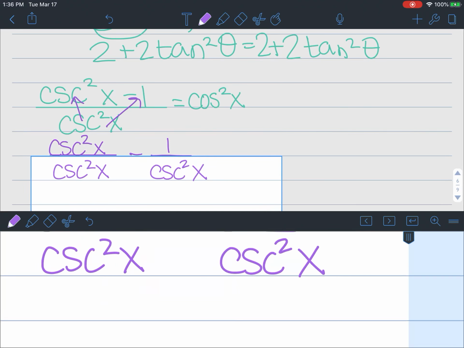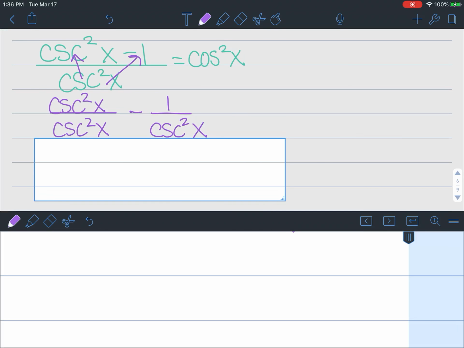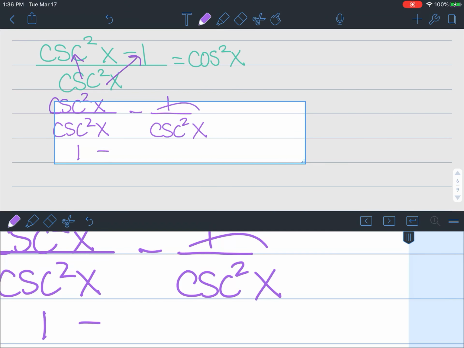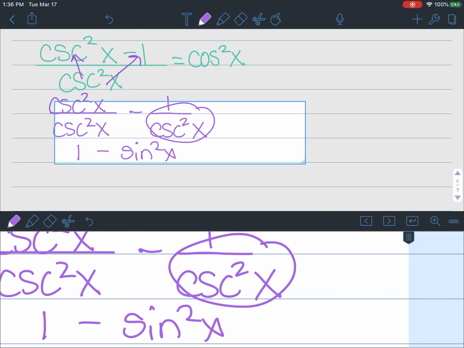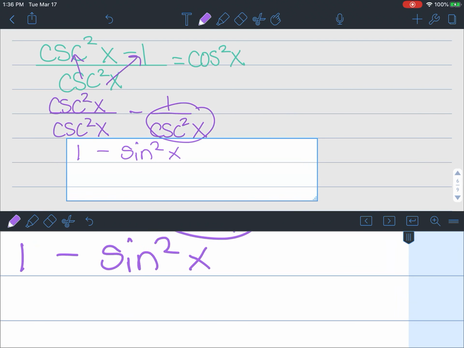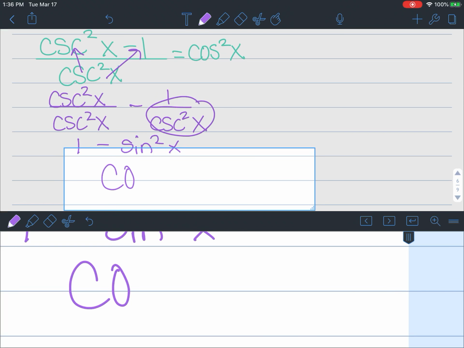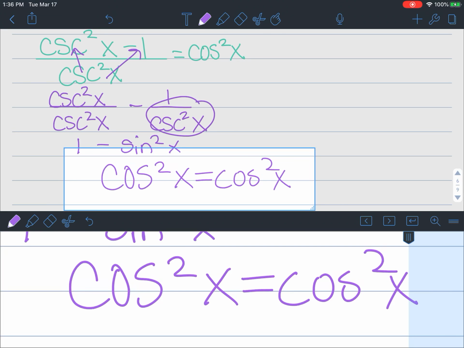Okay. Now cosecant squared over cosecant squared is 1. And 1 over cosecant squared is sine squared. And my friends, what does 1 minus sine squared equal? That's right, cosine squared. Yay! Don't you feel accomplished? You're done listening to me yap about verifying trig functions.